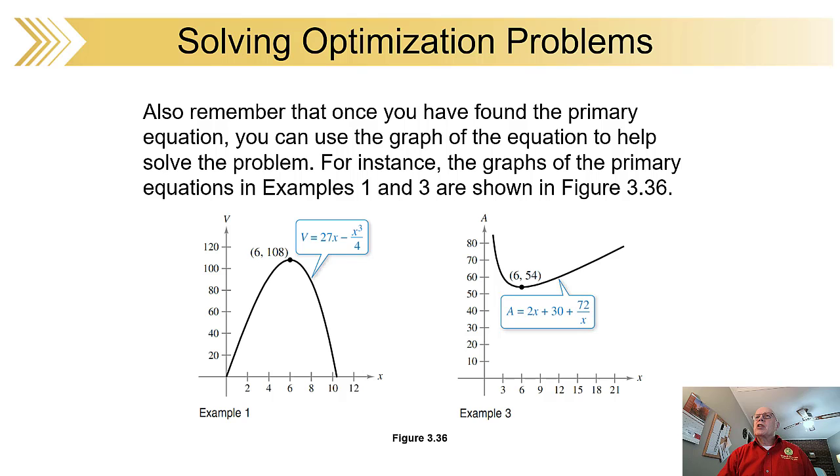There's some pictures, and remember, when you have the primary equation, take a secondary equation and you solve that for that variable that you don't want. So here's the one for volume, here's the one for area that we've used before, and that's it.